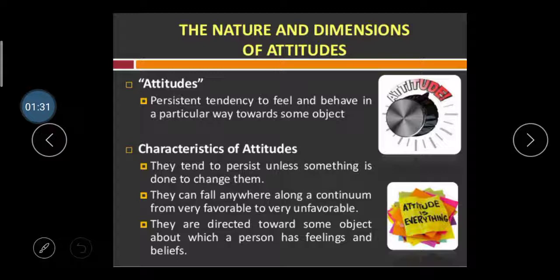So what are the characteristics of attitude? They tend to persist unless something is done to change them, and they can fall anywhere along the continuum from very favorable to very unfavorable. They are directed towards some object about which a person has a feeling or belief. This attitude is generated from the belief and feelings of the person. According to the person's belief and feeling, they are considered as attitude.